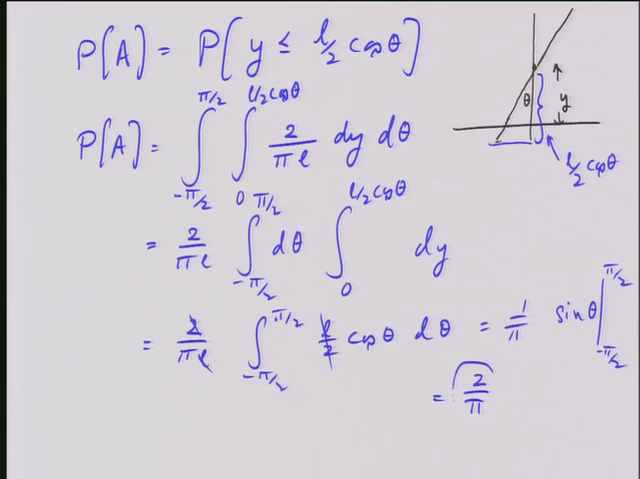Okay, so that's the answer. This is the probability with which it intersects. And so, if you wanted to estimate pi, you could sit around dropping needles all day and collecting statistics, and you'd get an approximation to 2 over pi. Okay, so that's one way of solving the problem.